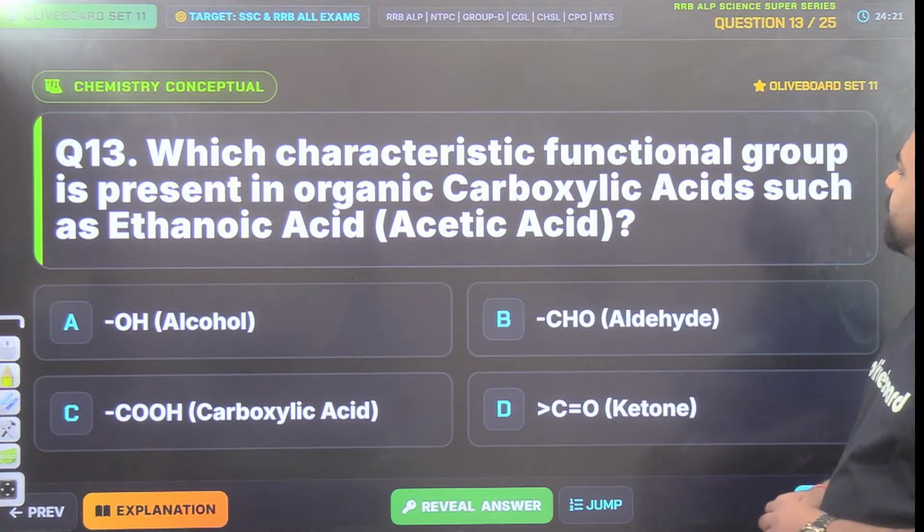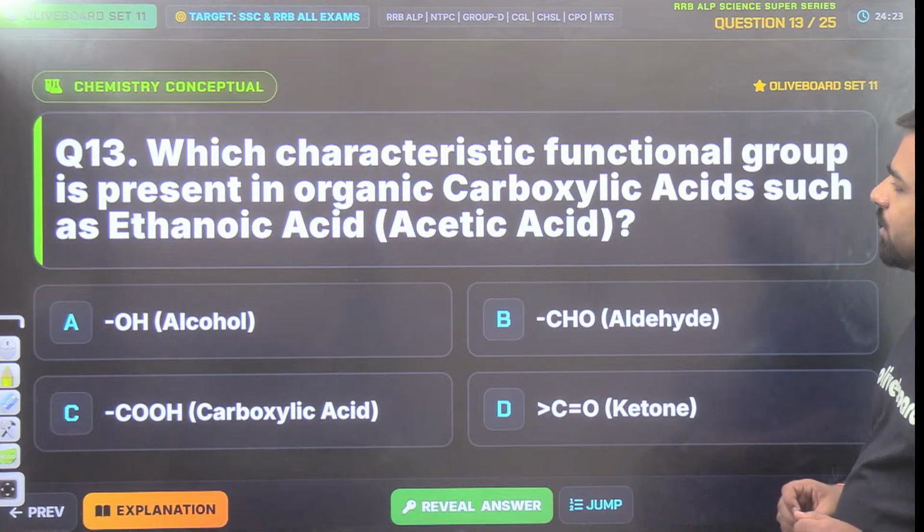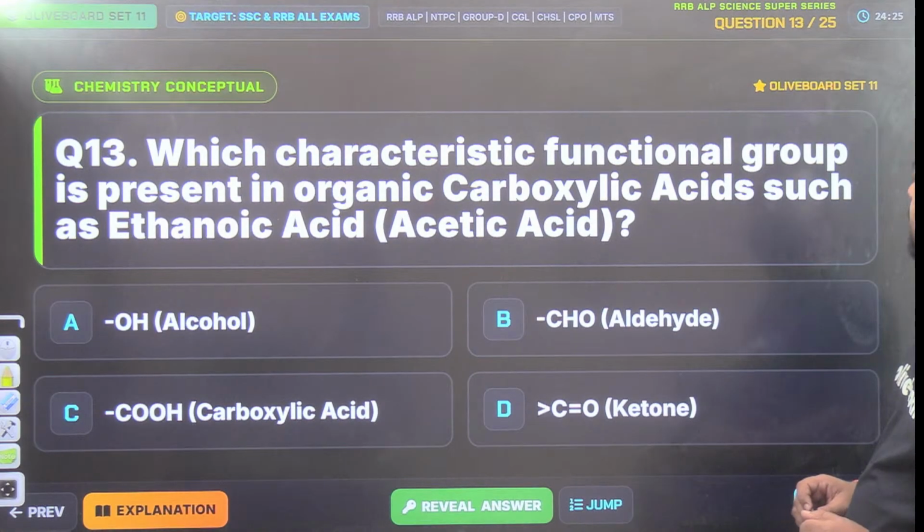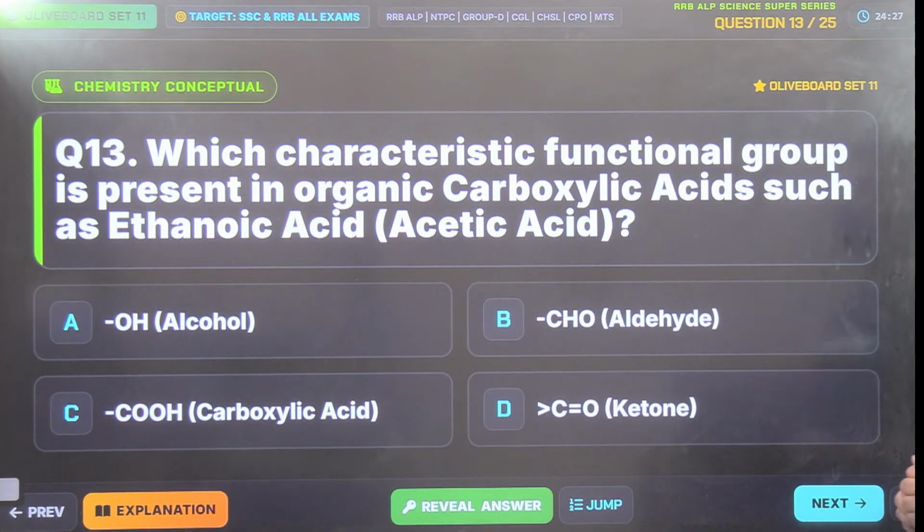Which characteristic functional group is present in organic carboxylic acids such as ethanoic acid, that is acetic acid? Is it alcohol, aldehyde, carboxylic acid, or ketone? Guys, since it is about OIC, alcohol cannot be the answer. What do you think should be the correct answer here?